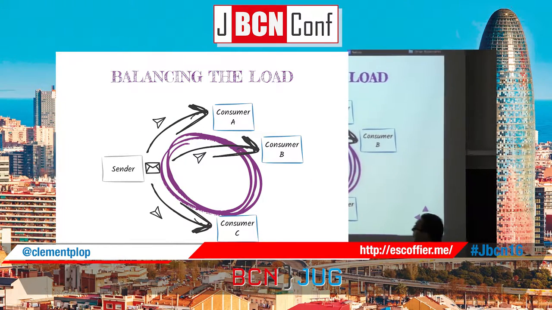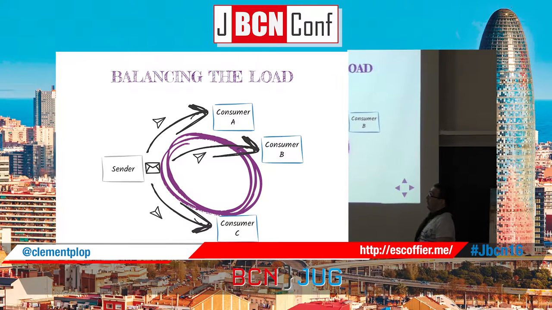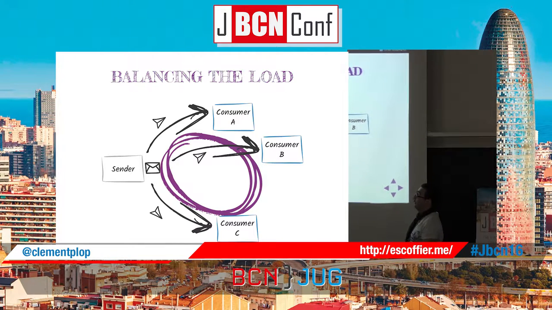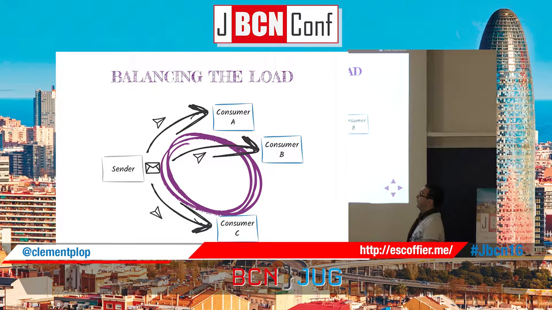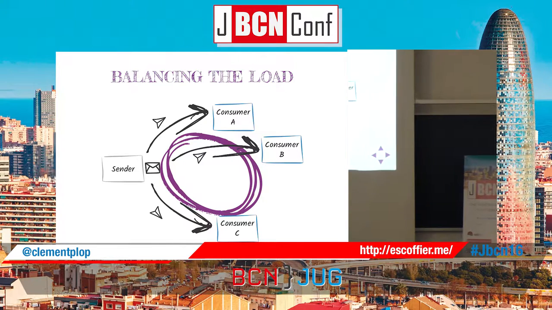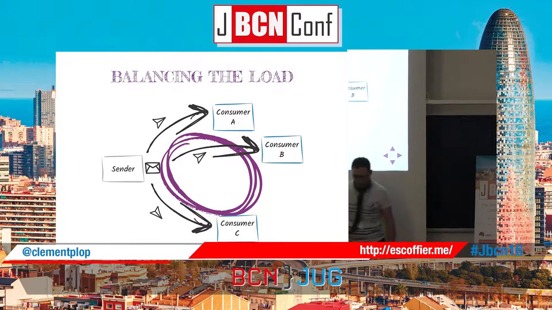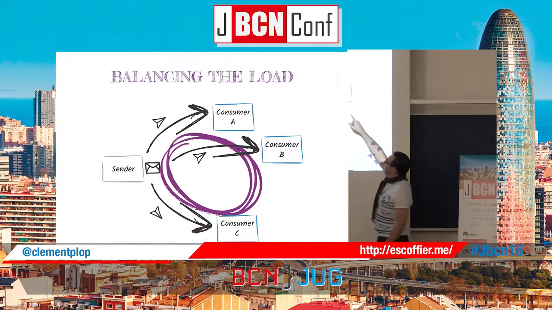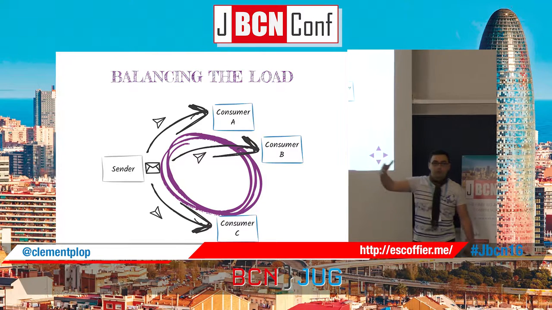To balance the load, actually, it's very simple. When you send a message to an address, it will implement a round robin for you. So it will say A, B, C, A, B, C, A, B, C. That means that if you don't have a lot of load, you can stop C, and it will just do A, B, A, B, A, B. Distributed systems fail, I told you. So if you really have a lot of load, just start a new node, and it will do the round robin for you. You don't have to do anything.